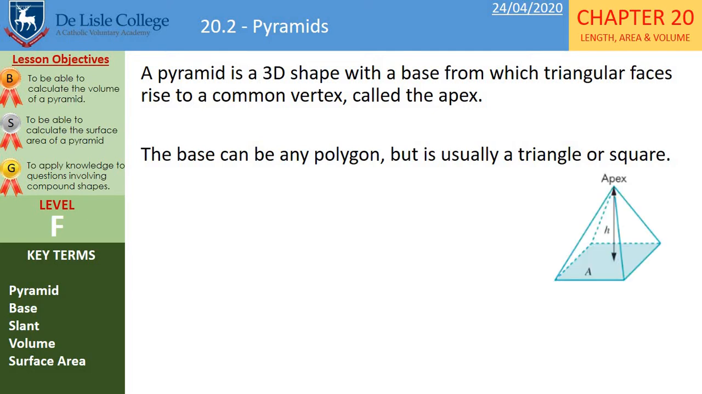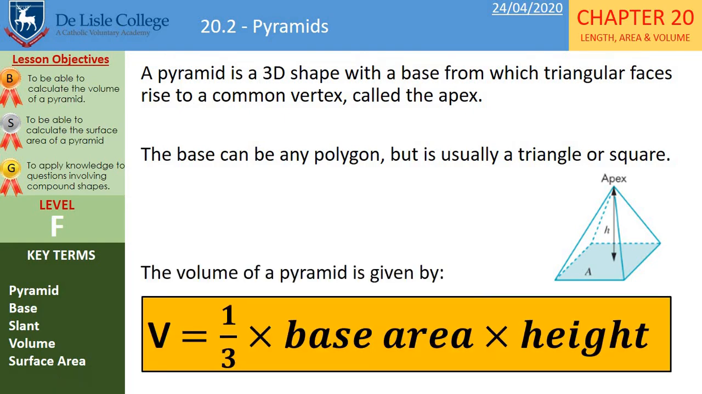And here is an example. Now, the important thing to notice is the height always meets at a right angle from the apex, which is the highest point of the pyramid, to the base. So it could be slightly different. You could have the height outside the shape here, but we've seen things like that before when looking at triangles, so it's not too unusual.